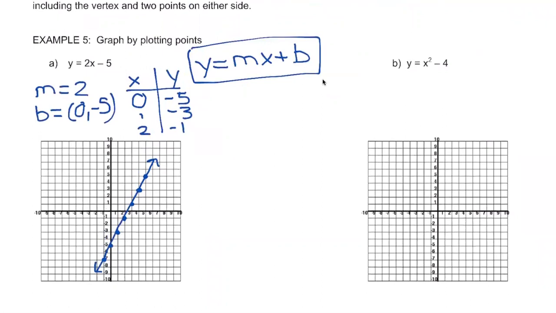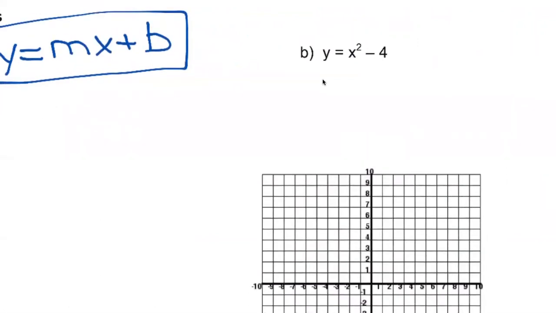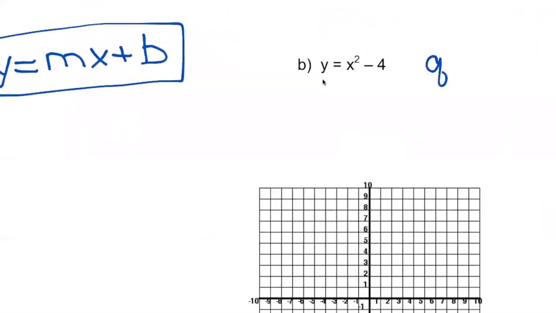Let's take a look at part B. Part B is y equals x squared minus 4. So hopefully in your mind, you're thinking quadratic, right? Because it has that x squared there. So this is a quadratic one.